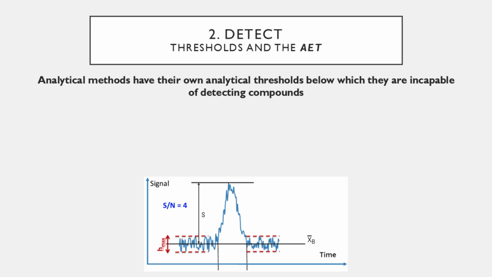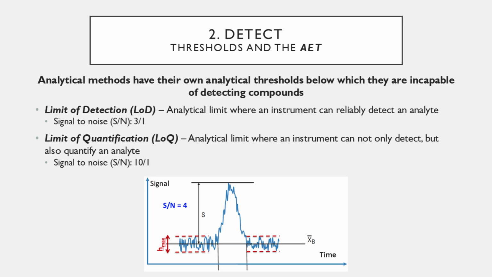And the difference in that height, in that area between your true signal and your noise signal, represents your signal to noise ratio. From that signal to noise ratio, there are two things we really want to describe that are going to come into play with our analytical threshold: the limit of detection and the limit of quantification.